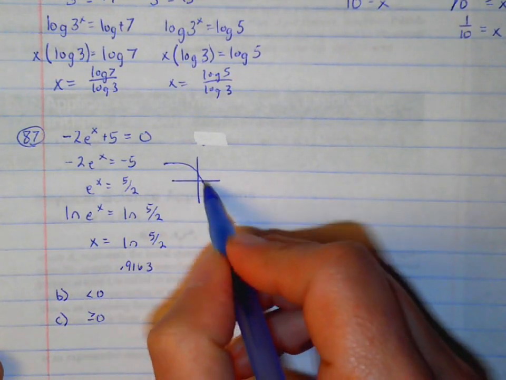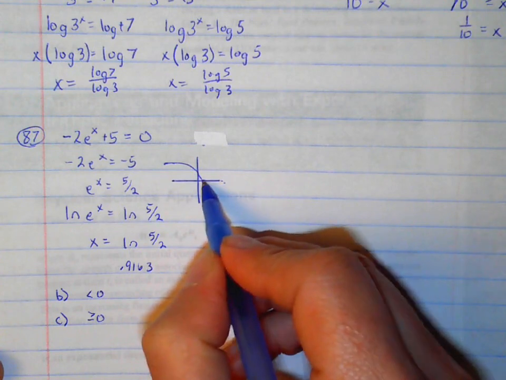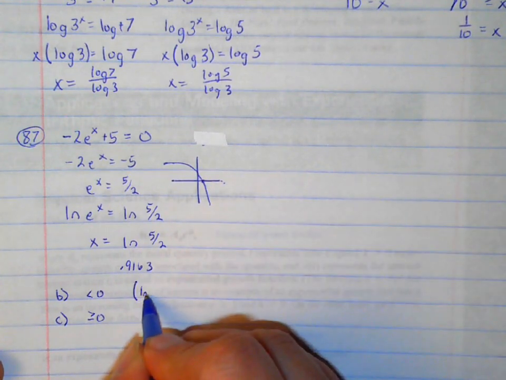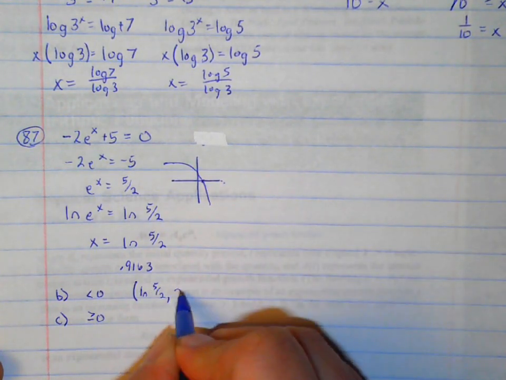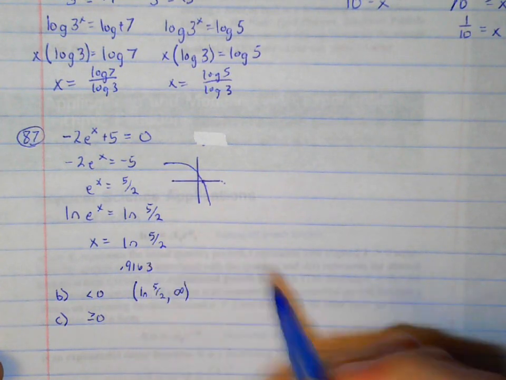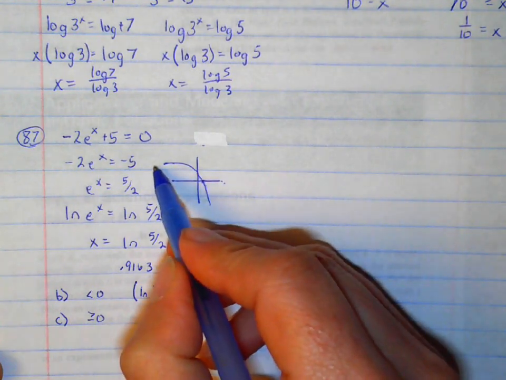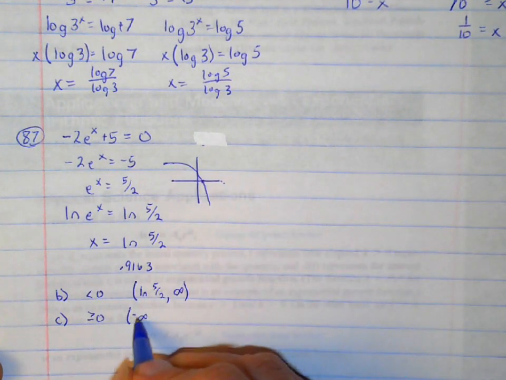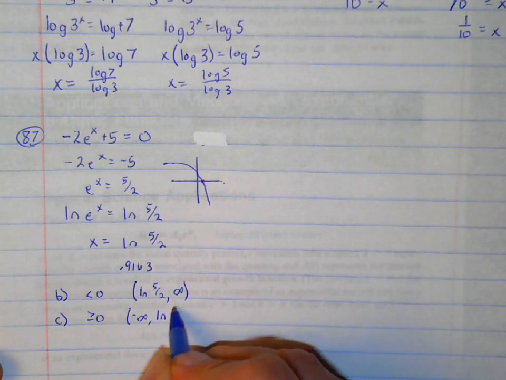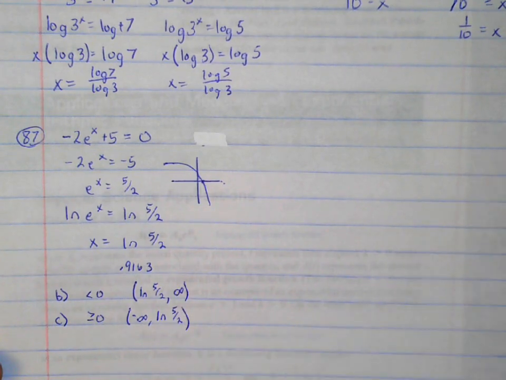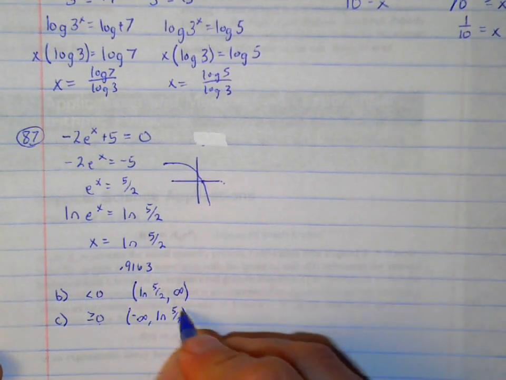So less than 0 is here, from here to here. So from natural log of 5 halves to infinity, or you can use your decimal there as well, either way. And greater than 0, it's going to keep going forever, so negative infinity to the natural log of 5 halves. Oh, it says or equal to, so we're going to need to put this here, don't we?